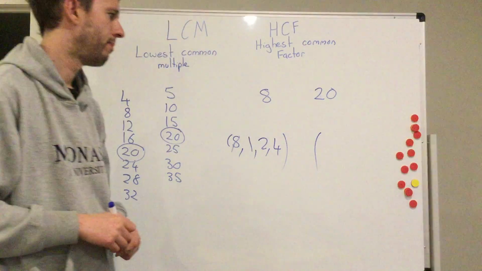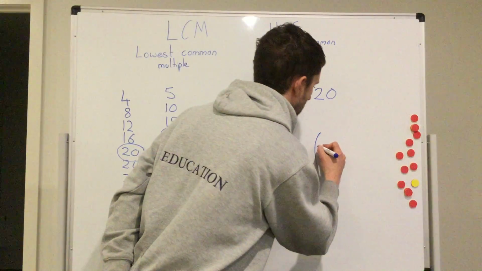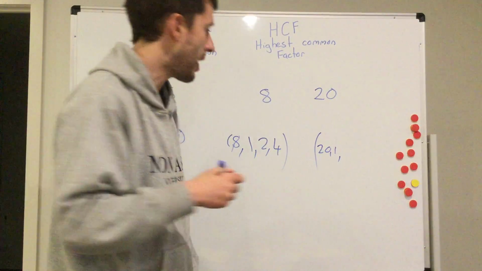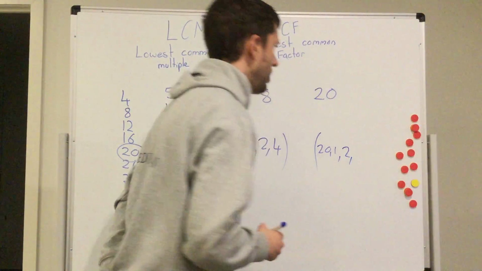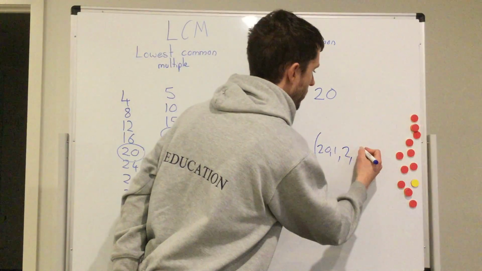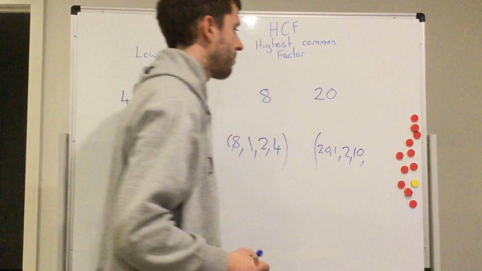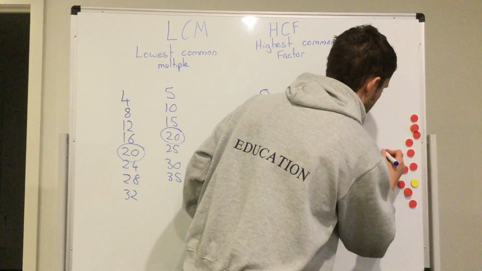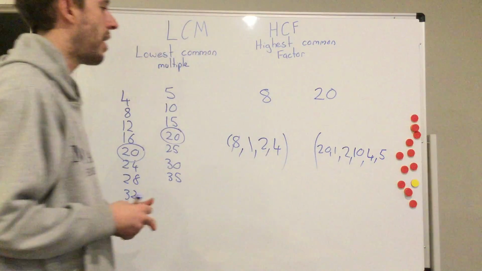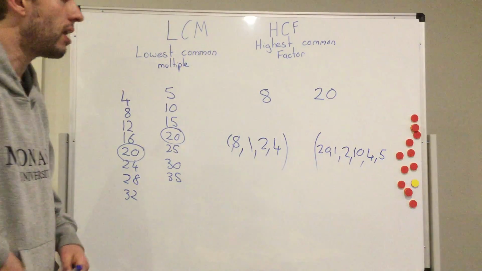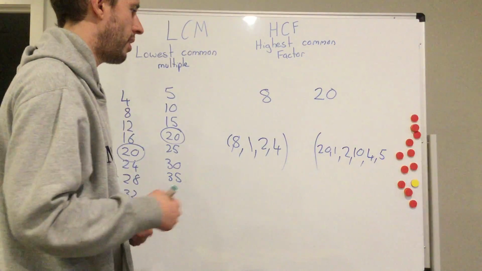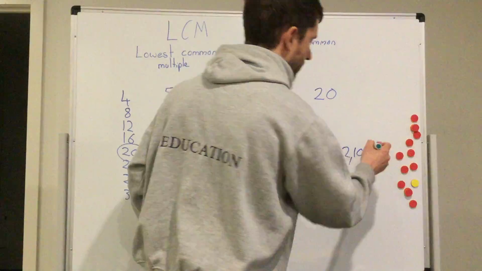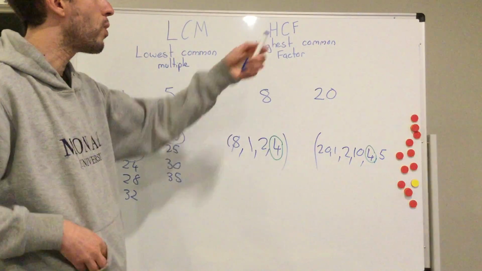How about 20? I can divide 20 by itself and 1. 20 is even, so I can divide it by 2. 20 divided by 2 equals 10. I can divide it by 4. 20 divided by 4 equals 5. So 20 divided by 5 equals 4. Now, the highest common factor is 4. They both have 4.